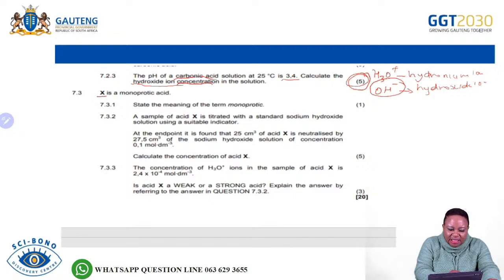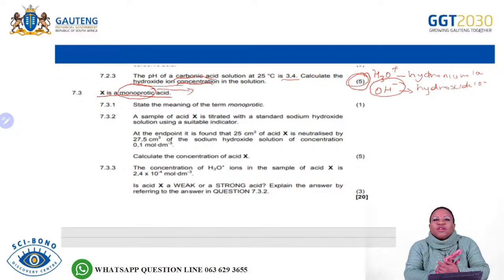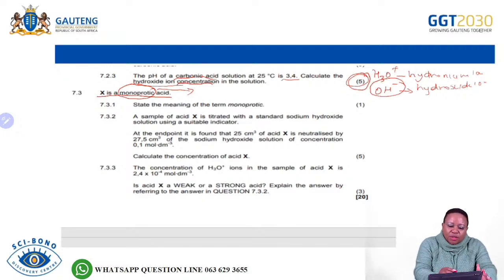The second question says X is a monoprotic acid. What is important here is the information that you are provided, monoprotic acid. Now, the first thing you need to ask yourself is, what do we mean by monoprotic acid? We know that a monoprotic acid is an acid that will do what? That will donate one proton.